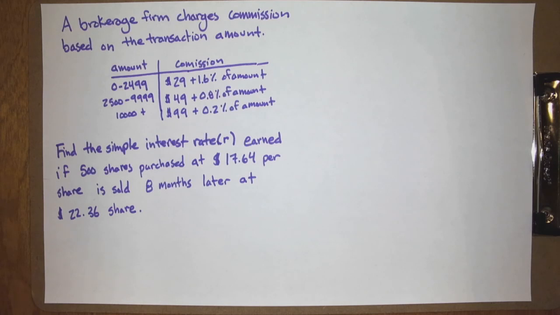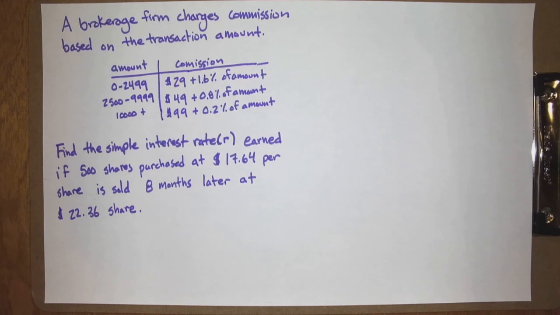All right. The next one is about buying stock. A brokerage firm charges commission based on the transaction amount. So a brokerage firm is the one who handles the buying and selling of stocks. You say, I want to buy these stocks. And they'll say, okay, we'll take care of it for you. Because you can't just go down to Wall Street and walk in and say, give me stock. You have to have somebody who can do it.